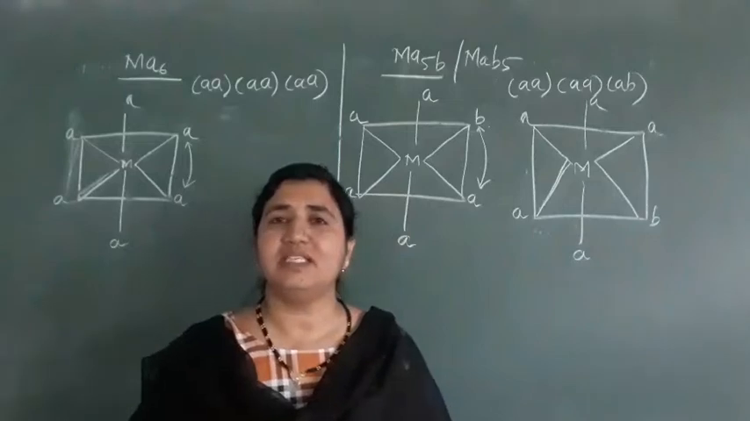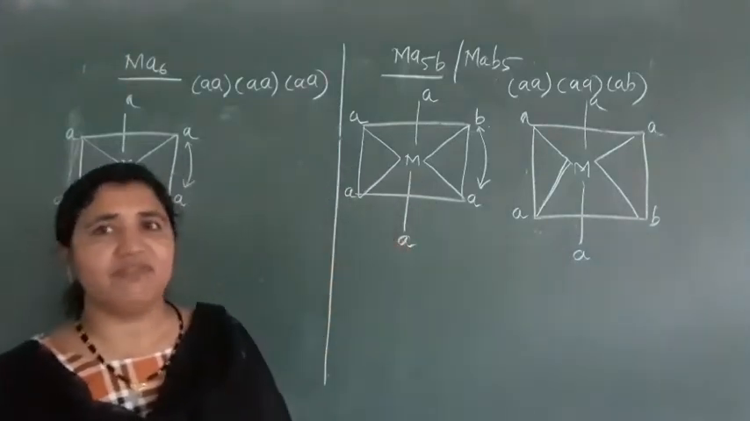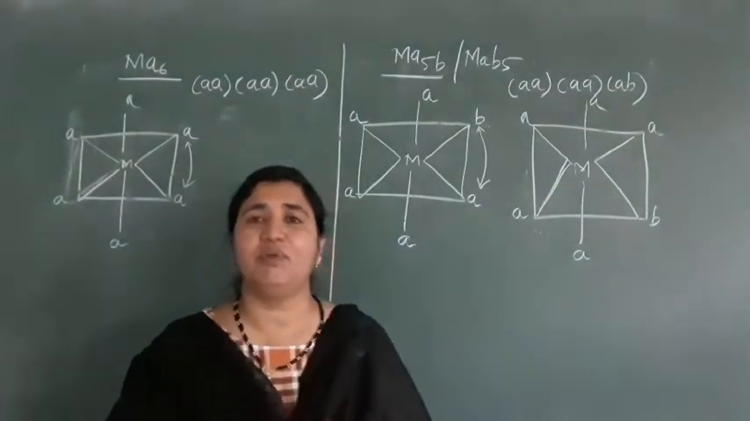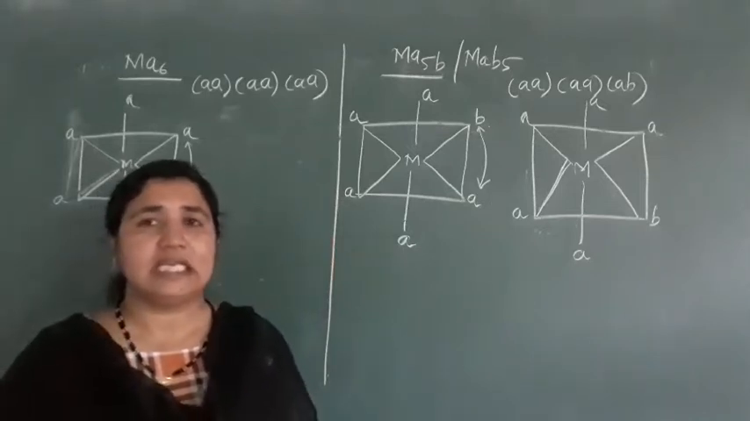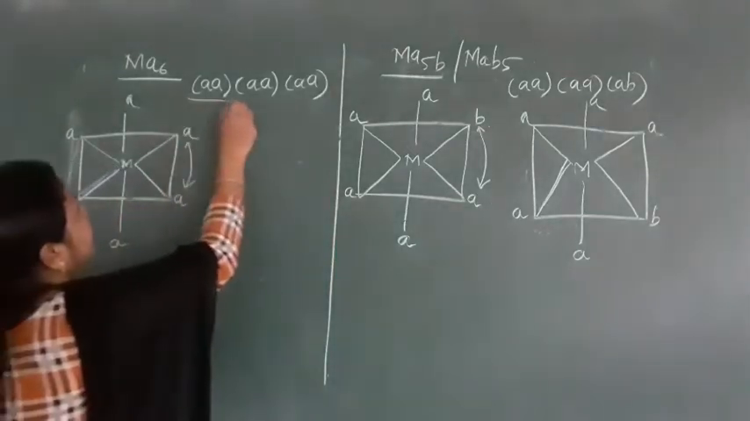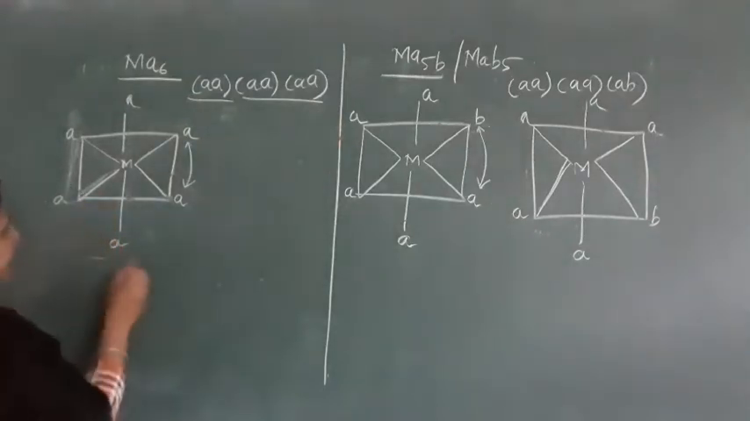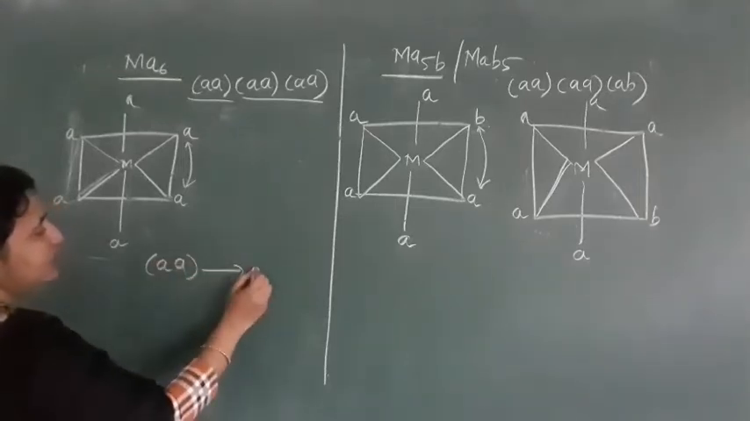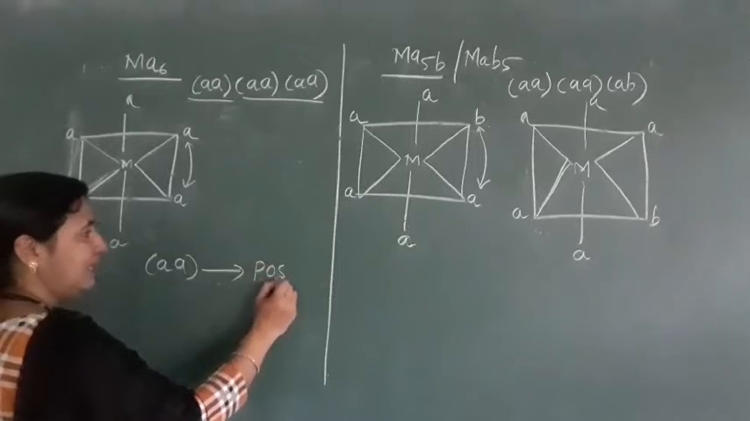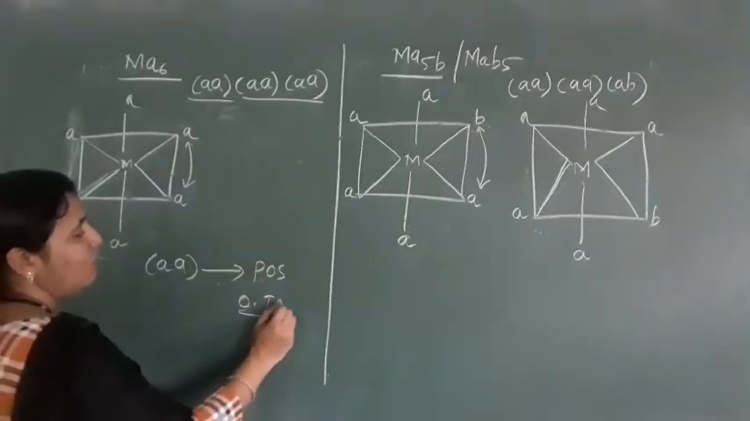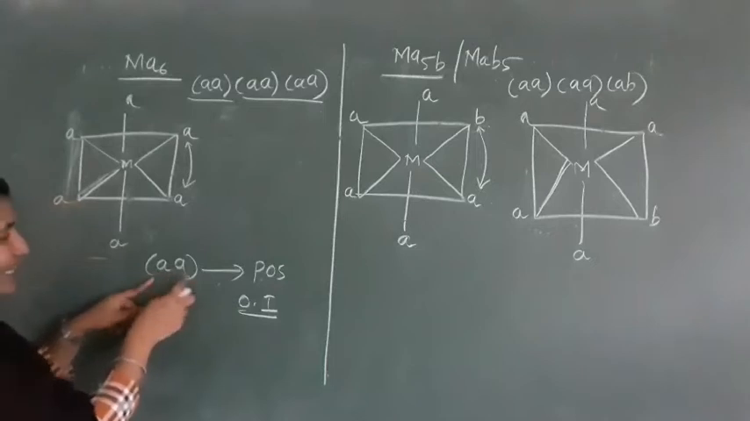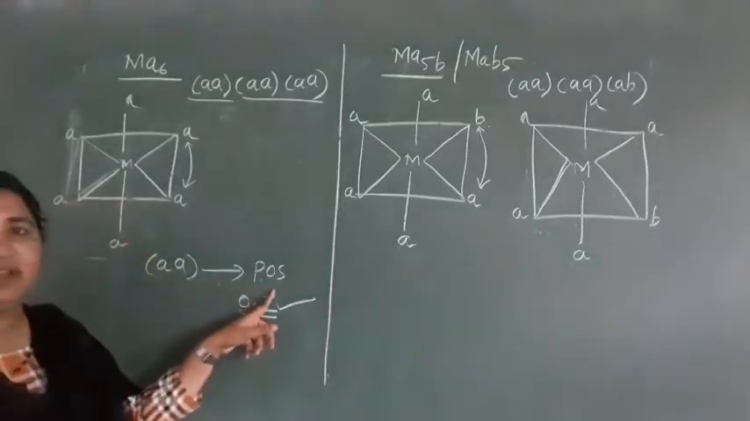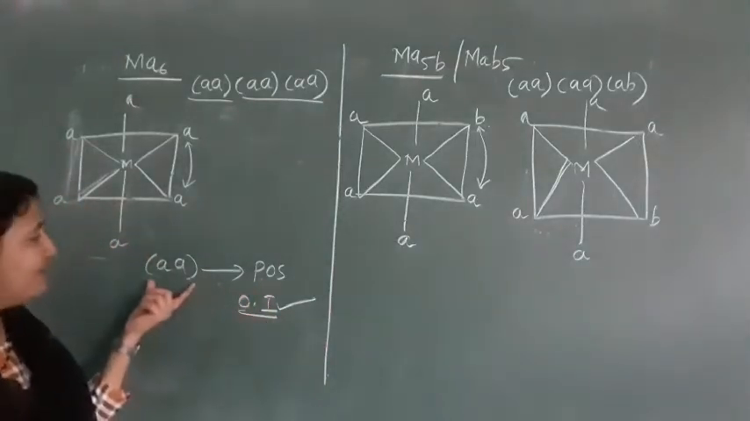That's why MA6 and MA5B, or MAB5, both will not show geometrical isomerism or even optical isomerism. For understanding optical isomerism, here is an easy trick. Remember this one point: in our combination, if we have an AA type ligand, there will be a plane of symmetry, and that means it is optically inactive (OI). So if we have an AA type ligand, then it will be optically inactive, because it will have a plane of symmetry.